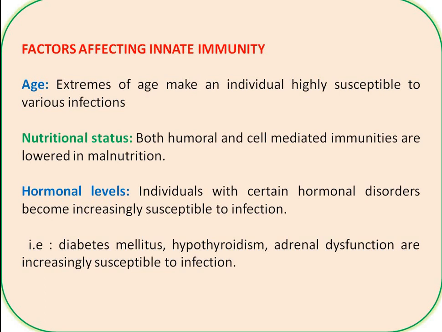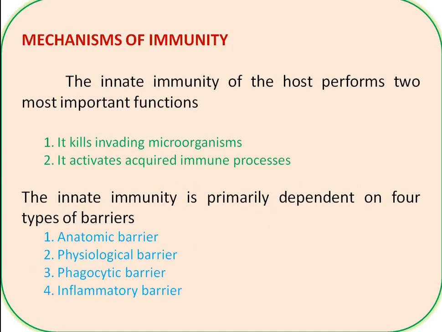Then, factors affecting innate immunity. There are many factors that can affect innate immunity: age, nutritional status, hormonal levels, etc. Age: extremes of age make an individual highly susceptible to various infections. Nutritional status: both humoral and cell-mediated immunities are lowered in malnutrition. Hormonal levels: individuals with certain hormonal disorders become increasingly susceptible to infection, for example diabetes mellitus, hypothyroidism, and adrenal dysfunctions.